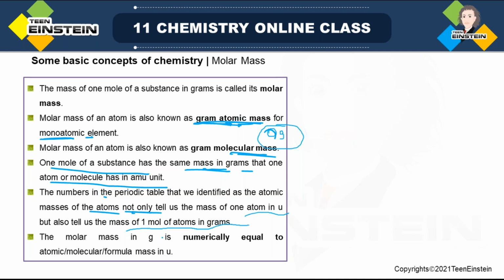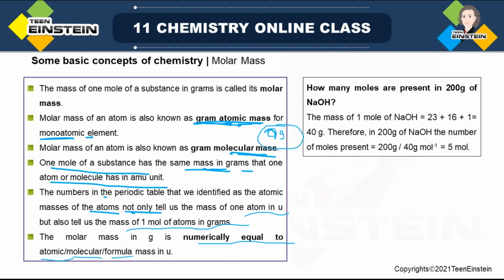The molar mass in terms of gram is numerically equal to the atomic mass, molecular mass, or formula mass, depending on what you are actually considering. So this is the difference between molar mass and atomic mass. Now if we solve some problems, the idea will be more clear.